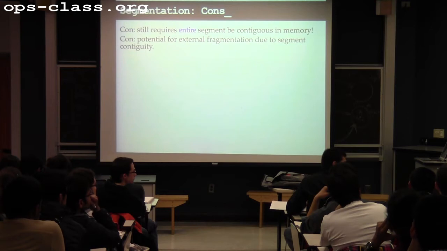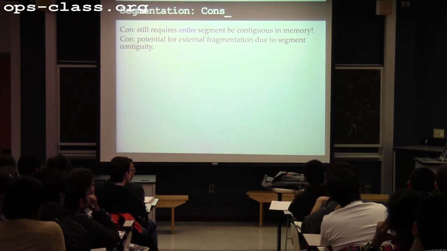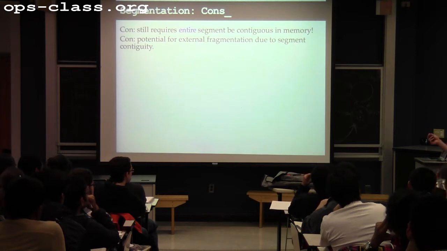If you allocate memory and then you don't use it for a really long time, it's just kind of sitting there. Well, so in that case, I could take the whole segment and just move it out of memory, right? But what's the problem?